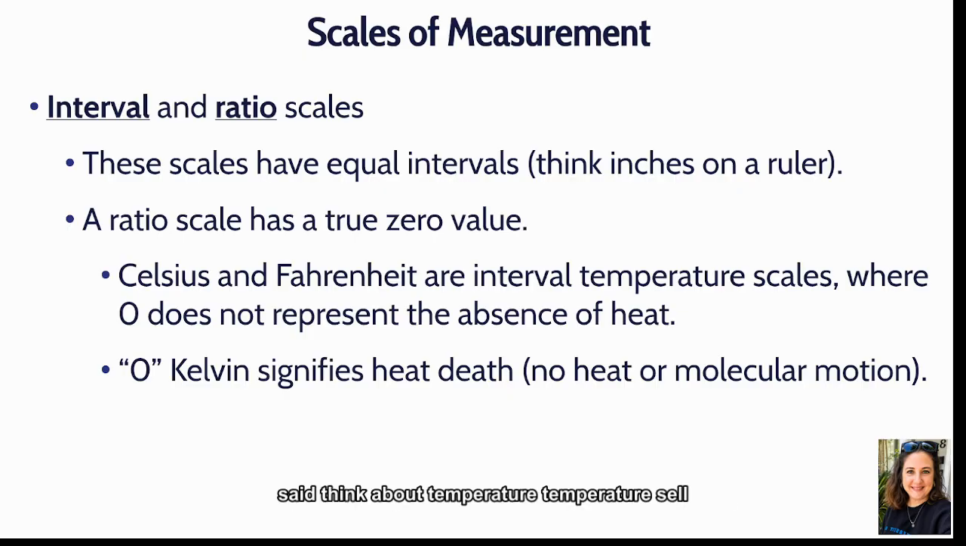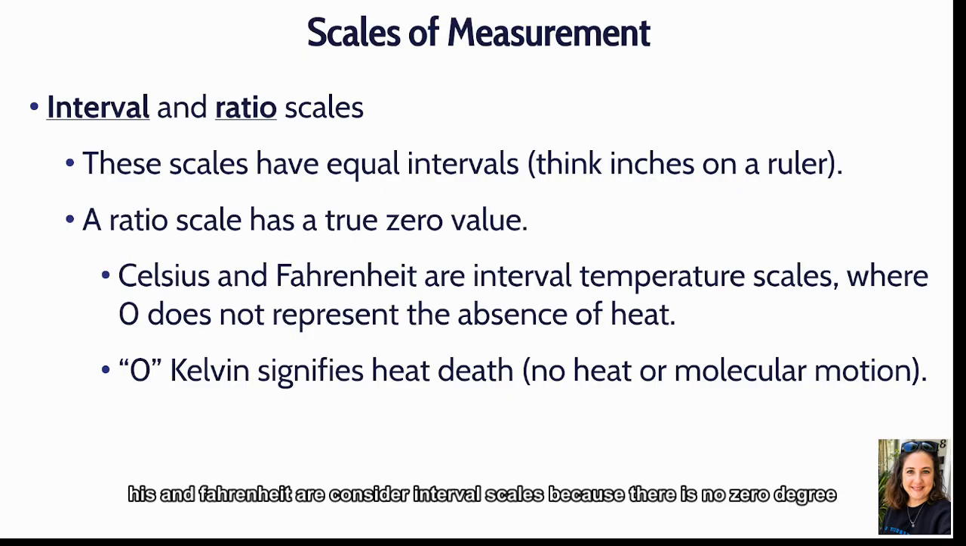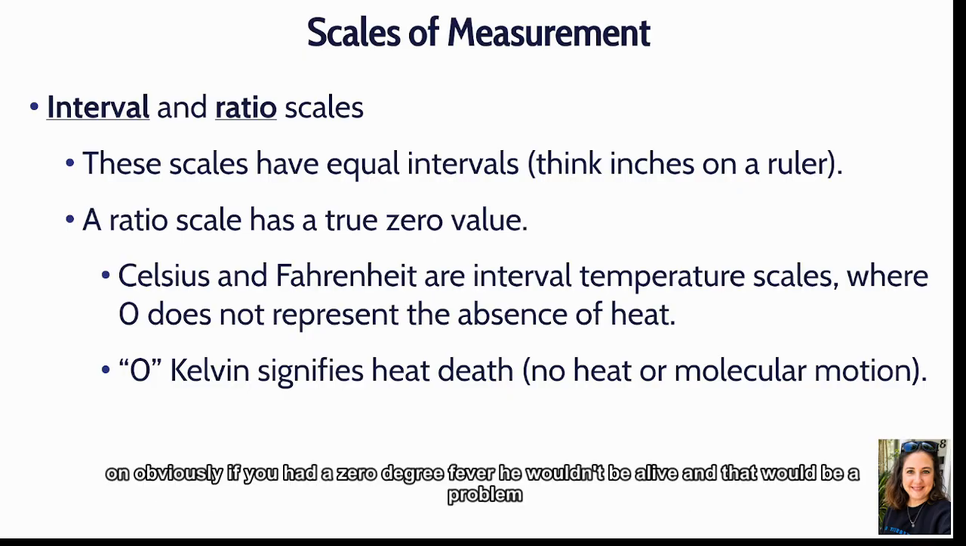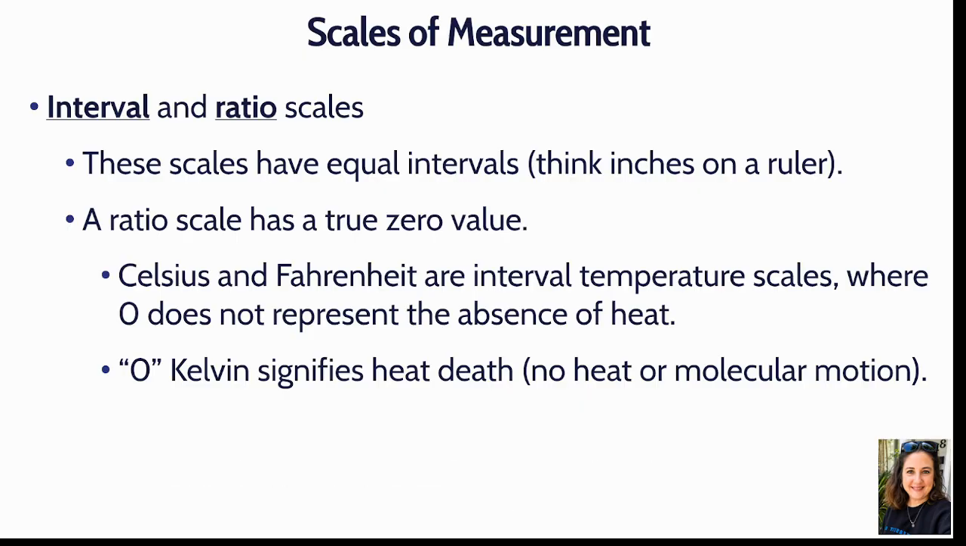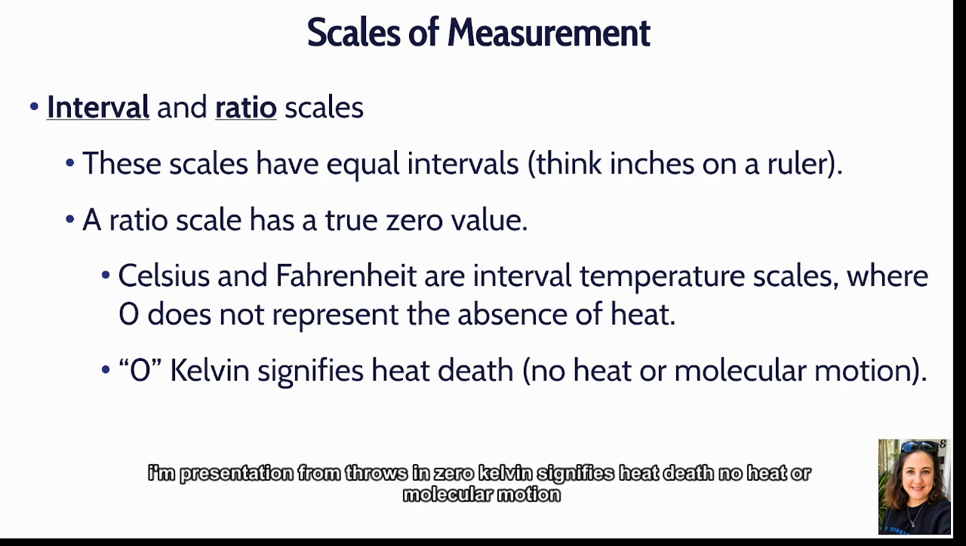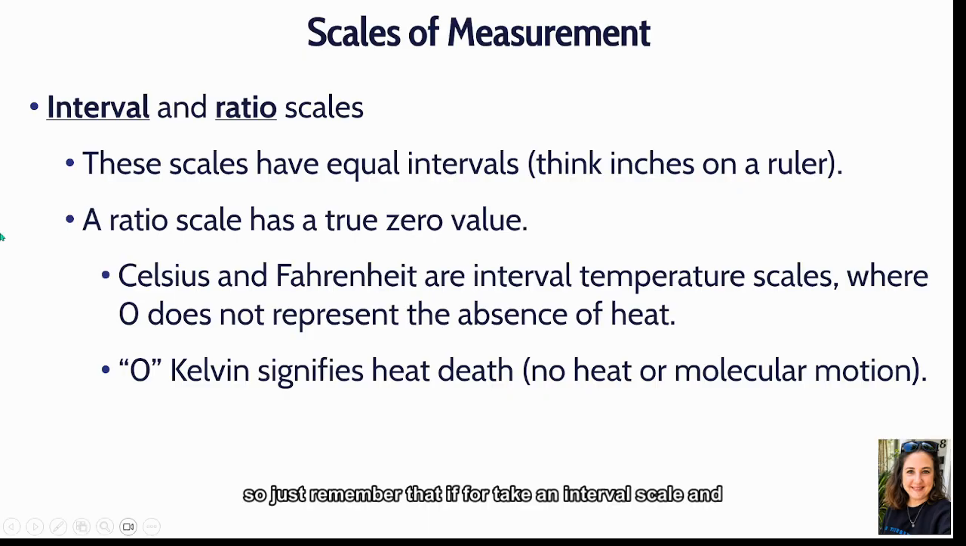So think about temperature. Temperature, Celsius and Fahrenheit, are considered interval scales because there is no 0 degree, right? Think about temperature as in like your body when you have a fever. Obviously, if you had a 0 degree fever, you wouldn't be alive, and that would be a problem. Now, this particular presentation I got this from throws in 0 Kelvin signifies heat death, no heat or molecular motion. So just remember that if I take an interval scale and I add an absolute 0 to it, a true 0 to it, I now have a ratio scale.